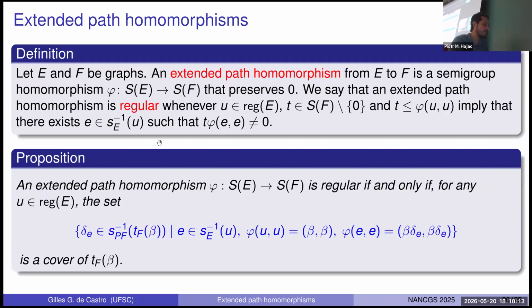So let's go through this proposition now using covers. This extended path homomorphism is regular if and only if, again, you look at the regular vertices on E. Let's look at this U first. As I said, inside the inverse semigroup we see this as phi UU. And because UU is an idempotent, the image is also an idempotent. We can show that idempotents in this inverse semigroup are just pairs where the first coordinate equals the second coordinate. So this phi UU is mapped into beta beta.